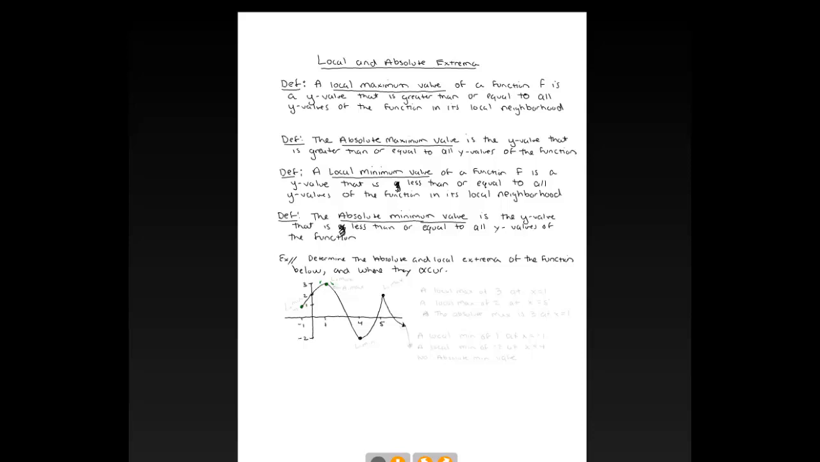Okay, so I'm going to write L for local max. Now the directions say to state where they occur, so I'm going to write over here, there's a local max of 3. And where does it occur? It occurs at x equals 1.